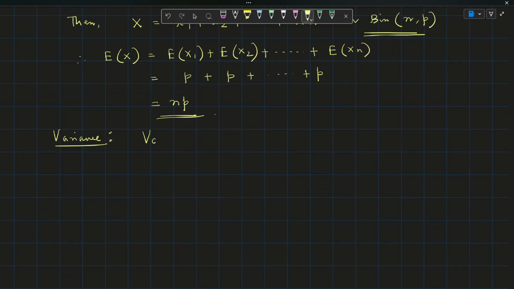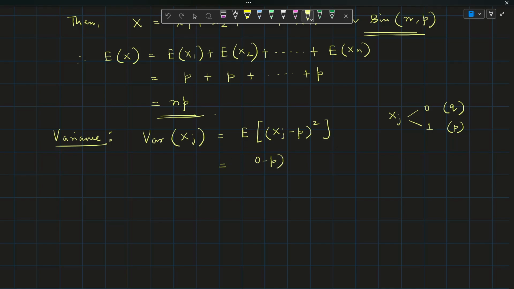Now the variance. The variance of Xj is the expectation of (Xj - p)^2. Here note that Xj is the individual Bernoulli variable and p is the probability of success, or the mean of each individual Bernoulli distribution. So Xj can have two values, 0 and 1. 1 means success with probability p, and 0 means failure with probability q. So the expectation of (Xj - p)^2 equals (0 - p)^2 times the probability q plus (1 - p)^2 times the probability p.